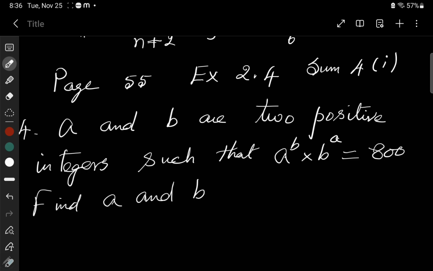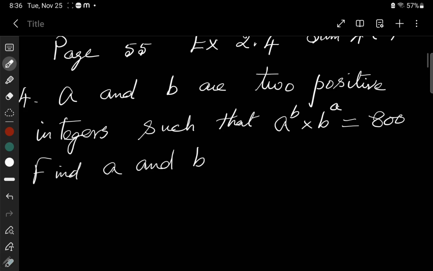Next sum, fourth sum. a and b are two positive integers such that a power b into b power a is equal to 800. Find a and b. Actually, this is the example sum. Let me do this sum for you. So first you factorize this. The number ends with 0.